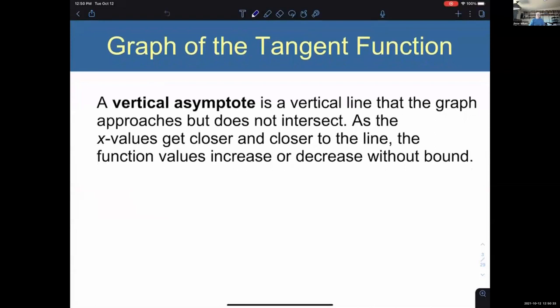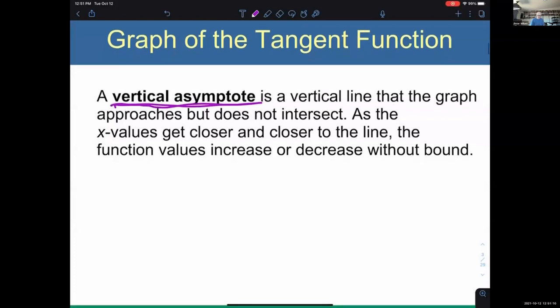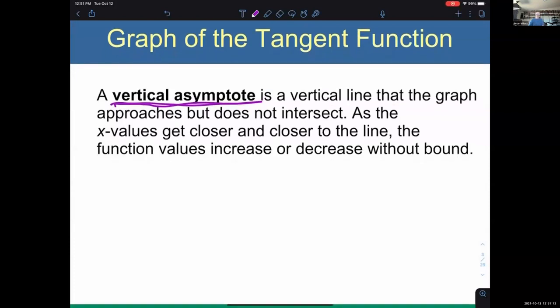And so as we begin to consider the graph of a tangent function, we have to introduce something called a vertical asymptote. So here's the definition of a vertical asymptote. It's a vertical line that the graph approaches, but does not intersect. As the x values get closer and closer to the line, the function values increase or decrease without bound. So before we look at how that shows up in our trig functions, I'd like to look at a simple example of a function that I can show you to get a sense of this.